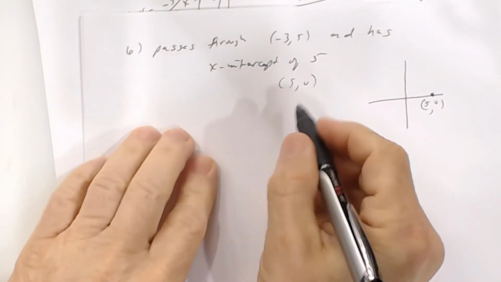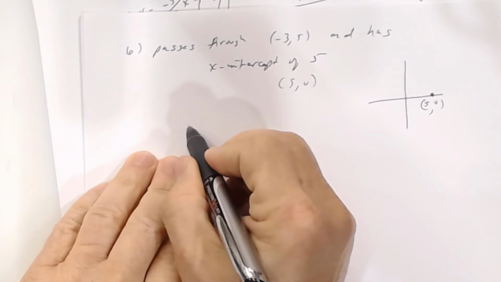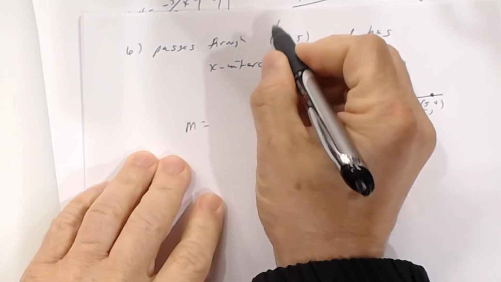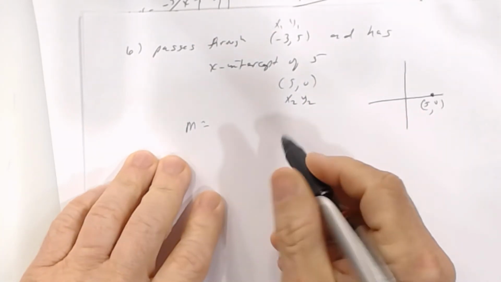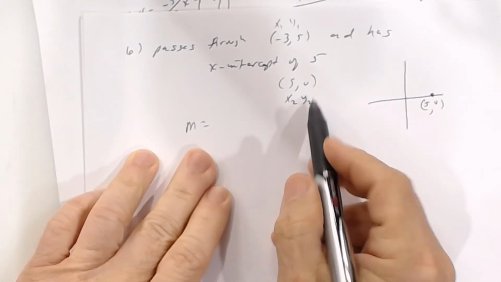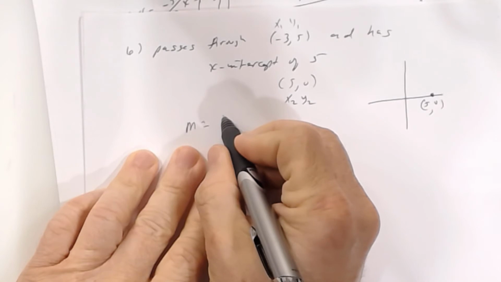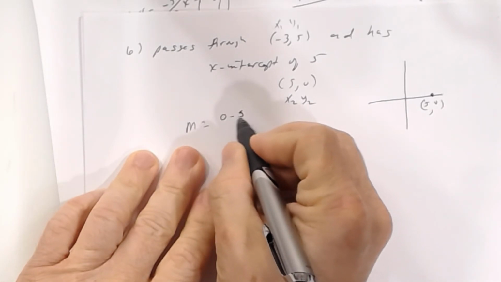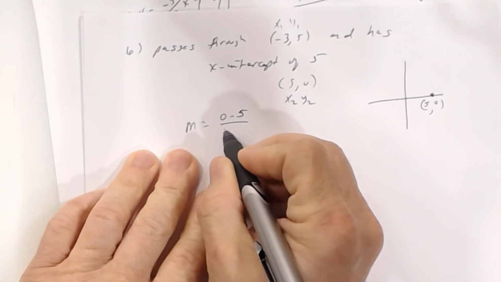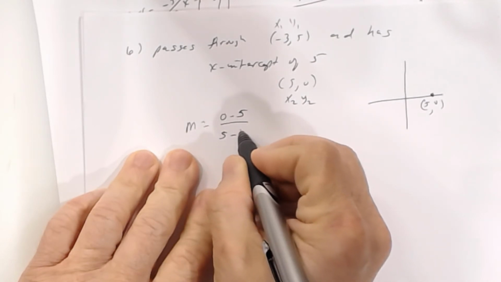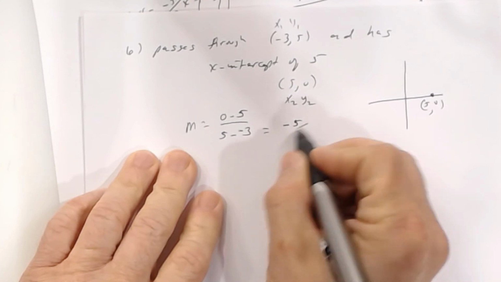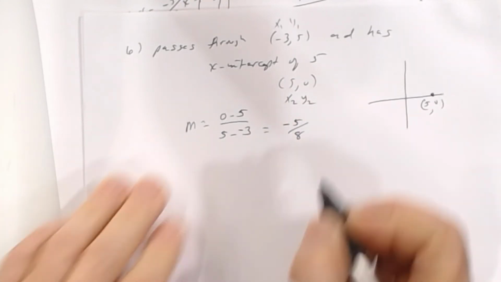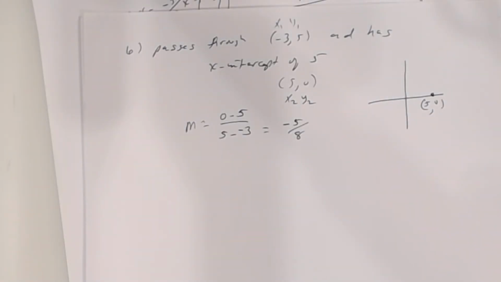All right, so now what we'd have to do is find the slope. So the slope equals, let's call this x1, y1, x2, y2. What's y2? Subtract 5, divided by x2, subtract. What's the numerator? What's the denominator? 8. So there is my slope.